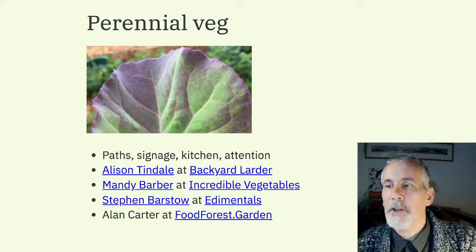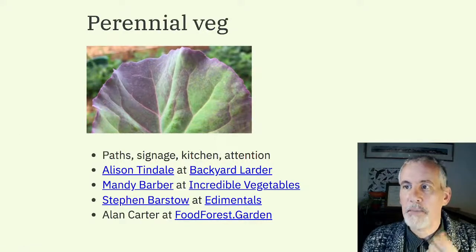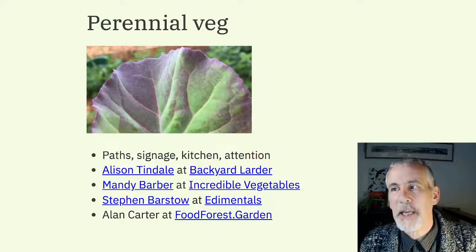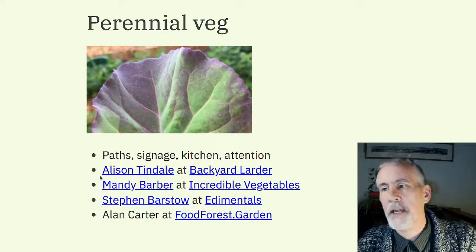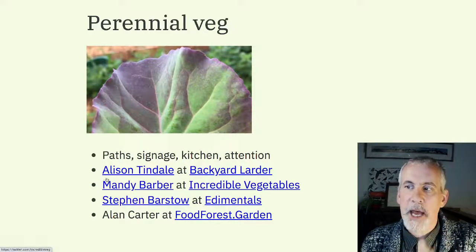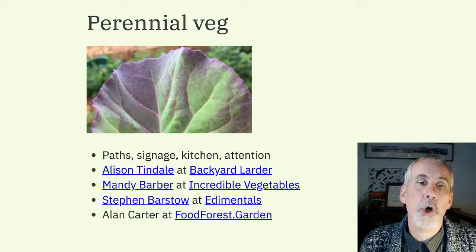The really good things to bear in mind when you're creating a perennial vegetable area are paths, signage, and being near the kitchen because you want to give it your attention. Here are some names: Backyard Larder, Incredible Vegetables, Edimentals, and Food Forest Garden. You can look at those at your own leisure.